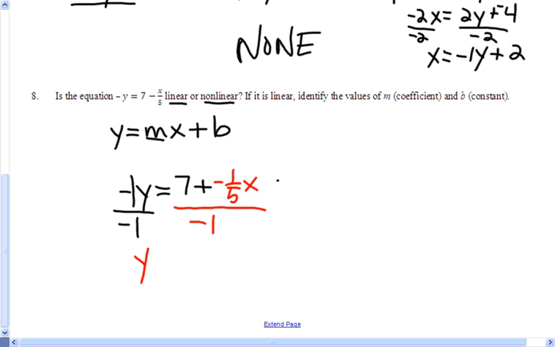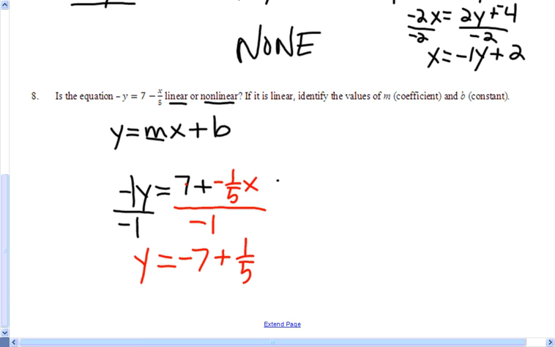So negative 1 divided by negative 1 is positive 1y. 7 divided by negative 1 is negative 7. Negative 1/5 divided by negative 1. Remember, dividing by 1, it doesn't change it. It keeps it the same. Just changes the sign, right? Negative divided by a negative is positive.